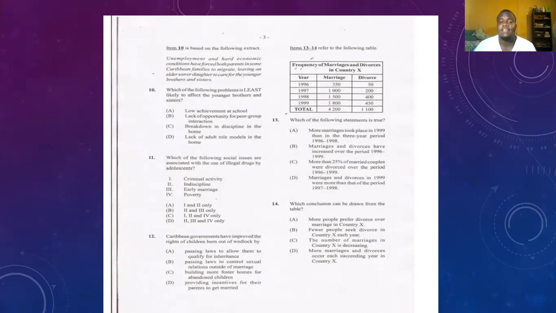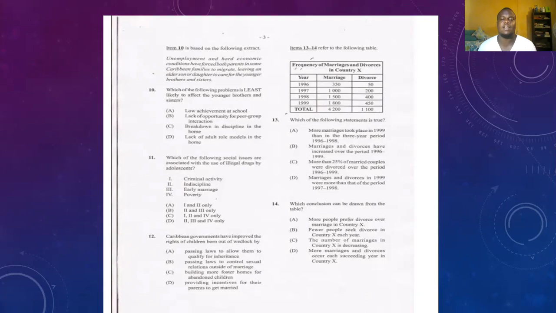Number 12, Caribbean governments have improved the rights of children born outside of wedlock by A, passing laws to allow them to qualify for inheritance. B, passing laws to control sexual relations outside of marriage. C, building more foster homes for abandoned children. Or D, providing incentives for their parents to get married.